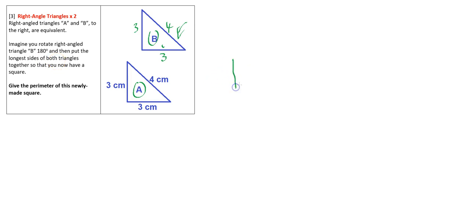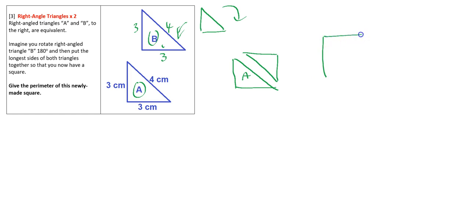So here's A, right? That's A. And then with B, what we're supposed to do is rotate that around, so that it looks like this, and we put them together so that we make a square that now looks like this. Okay, so we've got an A here, and we've got a B here. As I said, if we retain the measurements, we know that that's a 3, that's a 3, that's a 3, and that's a 3, and remember these were 4.